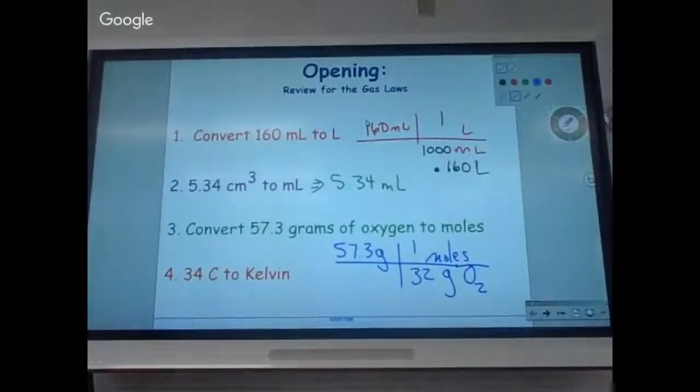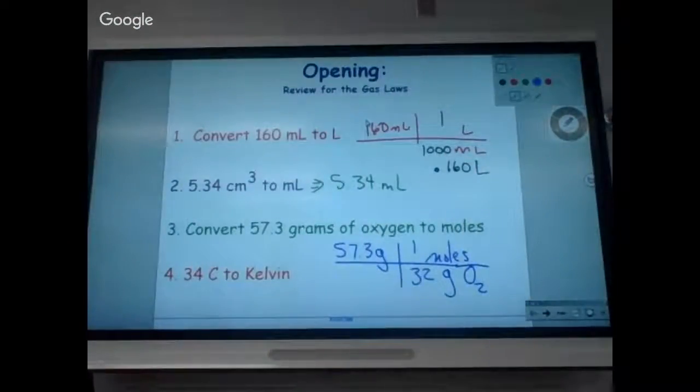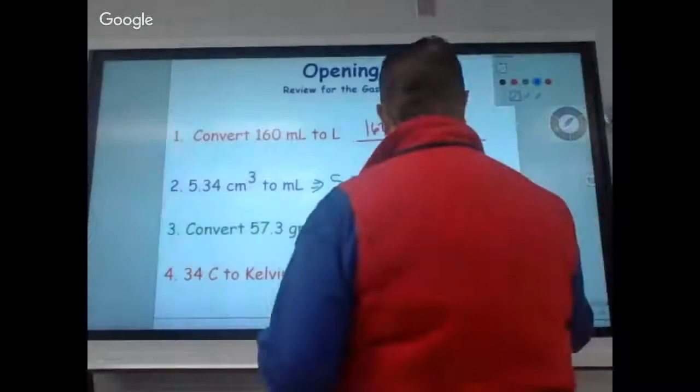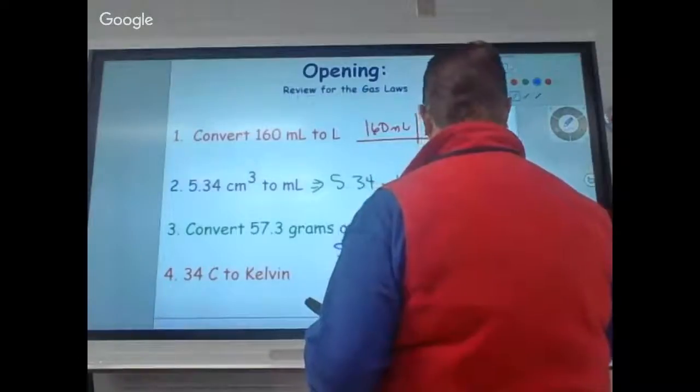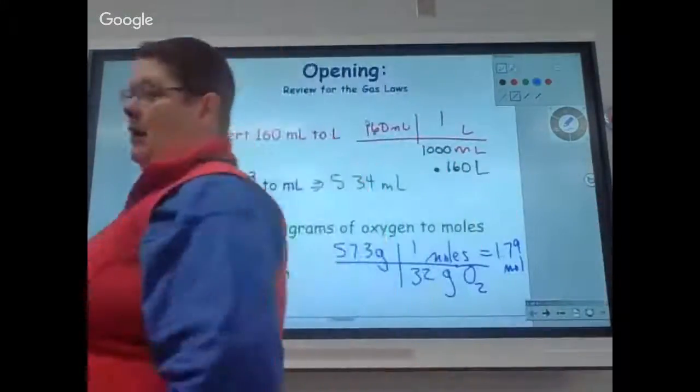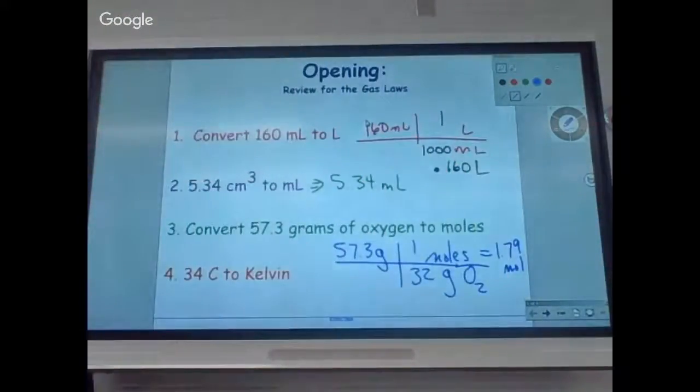Oxygen is diatomic. It's one of your 7 diatomic molecules. So 57.3 divided by 32. Keep telling y'all this stuff's not going away. 1.79 moles.